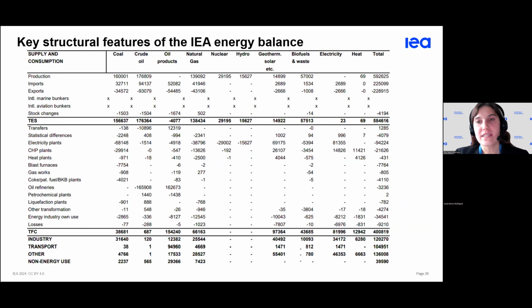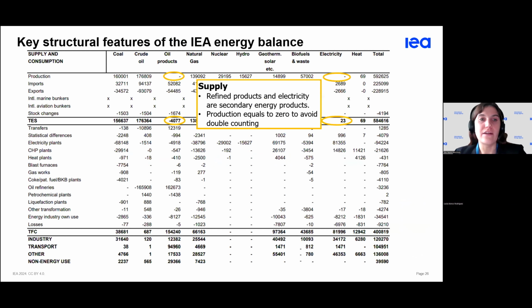So I already discussed some key structural features of an energy balance, including the 3 different sections: supply, transformation, and final consumption. But one important thing to note about the supply side is that you'll notice that for oil products and electricity, we have 0 in the production row in supply. So why is that?